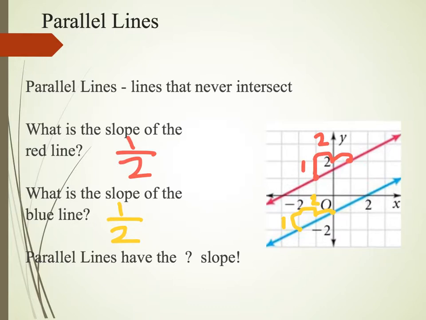So parallel lines have what type of slope? Parallel lines have the same slope. That is very important to remember. Parallel lines have the same slope. I repeat, parallel lines have the same slope.